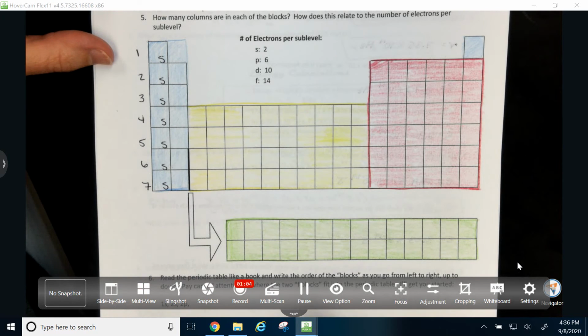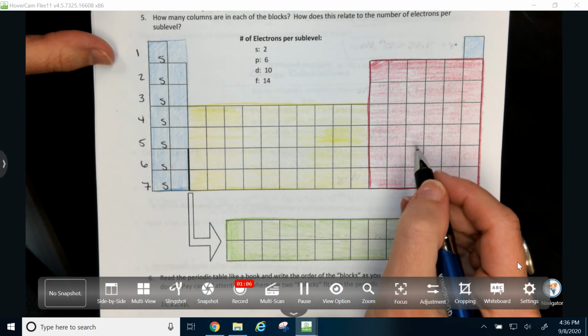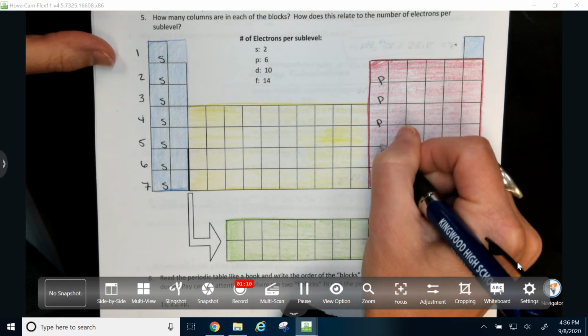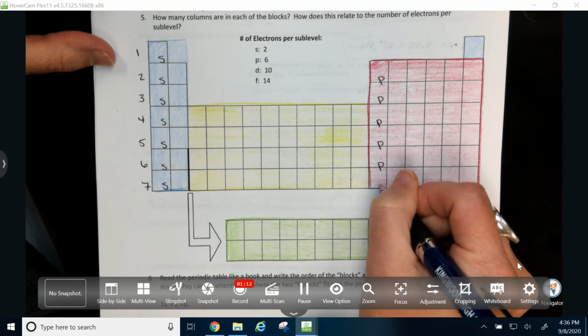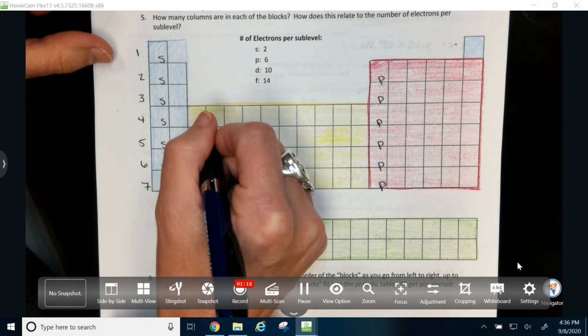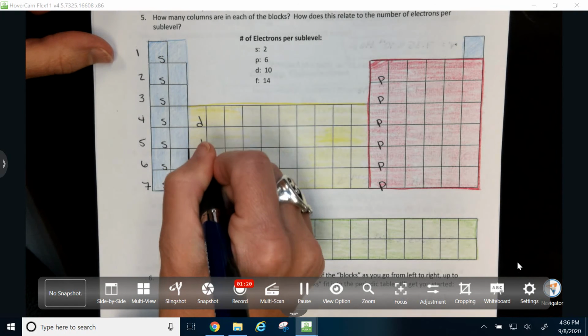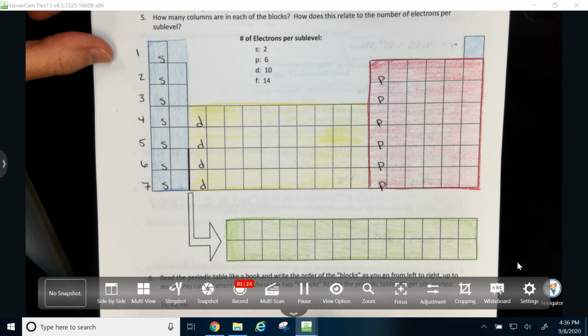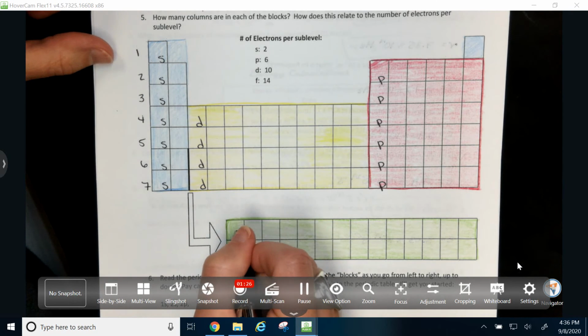Then it says for the red ones, put a P in the first block of each row. Then with the D, I'm going to put a D in the first block of each row. And for the green, or the F, I'm going to put an F in the first block of each row.